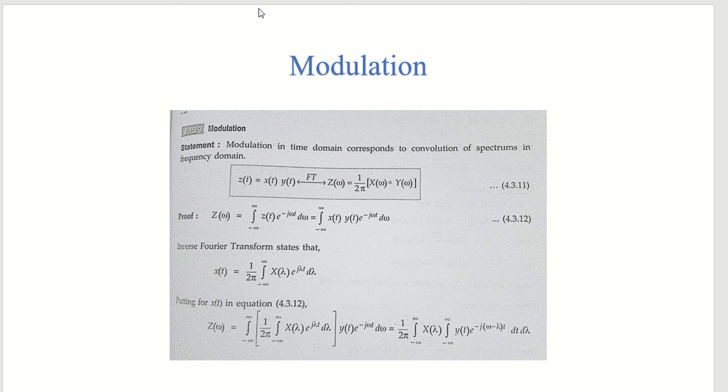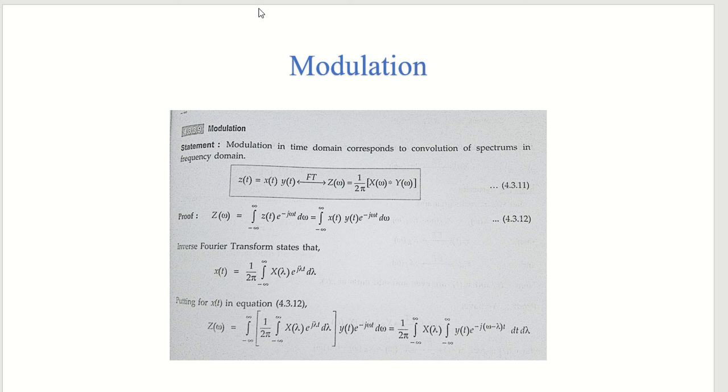So let's see the mathematical operation. Z of t is nothing but the multiplication of X of t into Y of t, and when you take the Fourier transform of your Z of t, you will get Z of omega, which will be equal to 1 by 2 pi X of omega convolution with Y of omega. Okay, so here firstly you are taking modulation in the time domain, but in the frequency domain you are getting convolution, right? So how is it happening? Let's try to see it mathematically.